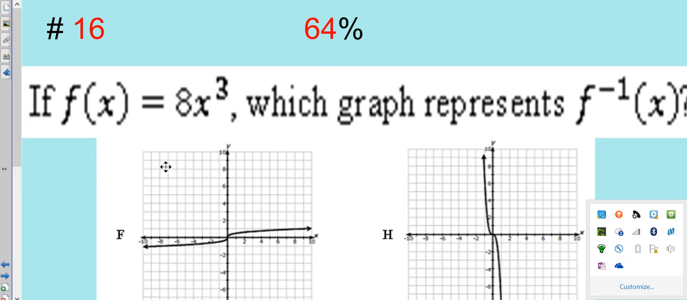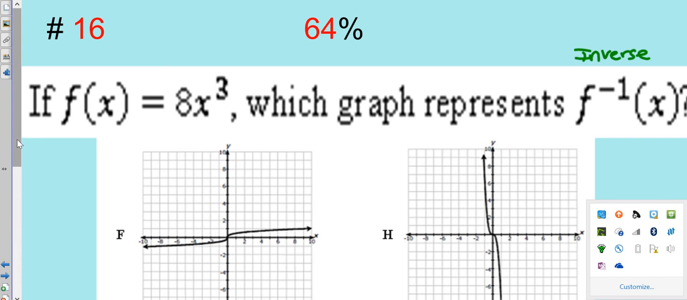ACP review. It says if f of x equals 8x cubed, which graph represents f negative 1 of x, which just means the inverse. Remember, this means inverse. Now, what you need to recall with inverse is that the inverse switches the x's and y's. So there's multiple ways we could do this.